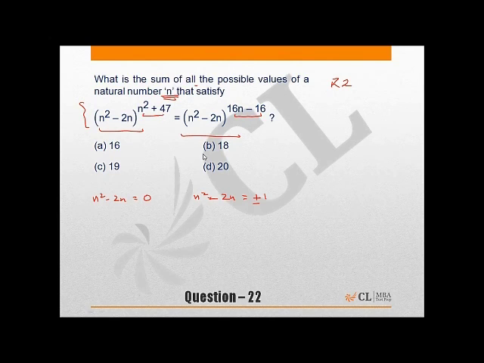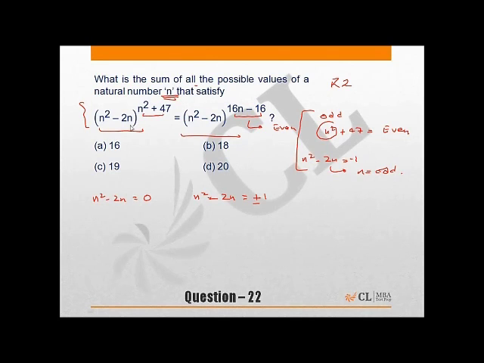So n square minus 2n equal to -1 is possible, but in that case the powers should both have the same nature, which means both odd or both even. Now since this is always even, because there is 16, multiple of 16 minus 16, so this will always be even. That means n square minus 2n equal to -1 will be valid only if n square plus 47 is equal to an even number. If this has to be an even number, that means n square has to be an odd number. Okay, so this case is possible only if n is odd. Okay. But that is another case.